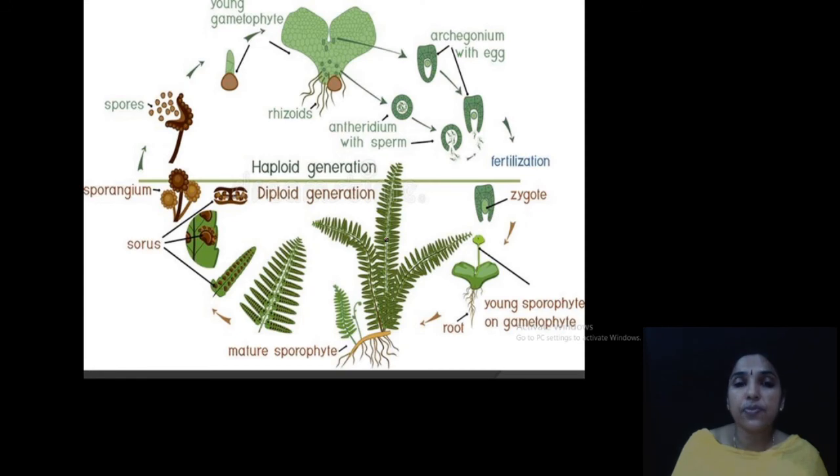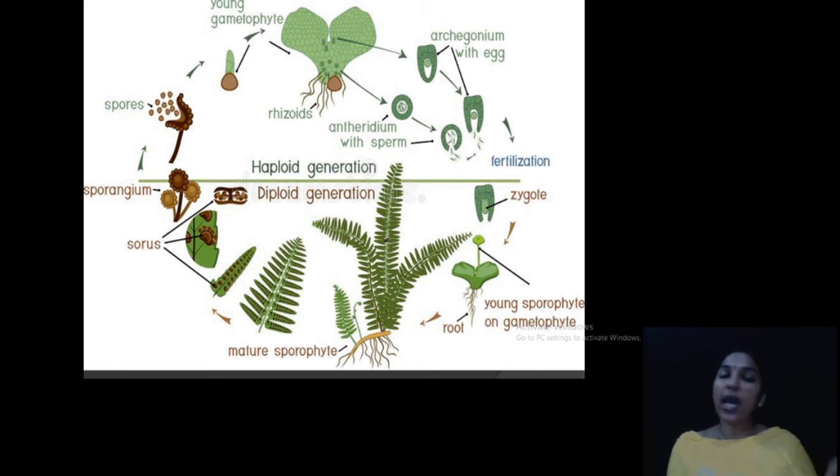Clear? So I will conclude once again what the features are. Mainly habit, they may be terrestrial or aquatic. The plant body is sporophytic. The plant body is differentiated into root, stem, leaf, etc. The plant body produces the reproductive part, that is the sporangia that produce spores. They may be produced on the leaves or on the stem or on the apex. They may be on the marginal side, dorsal side or on the ventral side.